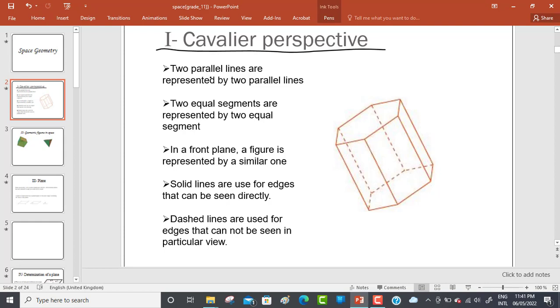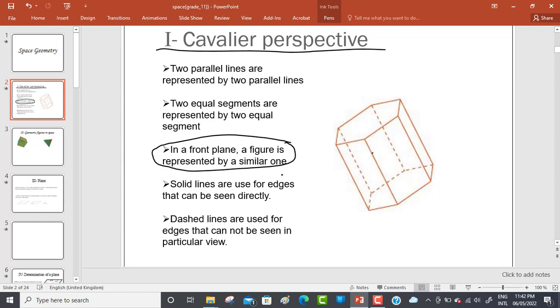At first, two parallel lines are represented by two parallel lines. It means that you draw parallel lines as parallel lines. Two equal segments are represented by two equal segments; equal, you still draw them as equal. In a front plane, a figure is represented by a similar one. What does this mean? In a front plane, a square is represented by a square, a rectangle by a rectangle, and a right angle by a right angle.